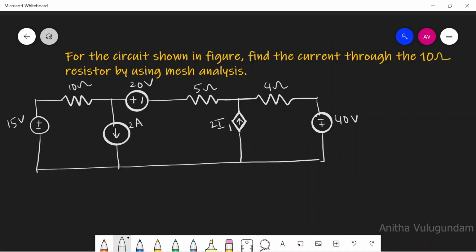Let's discuss one more problem on supermesh analysis. For the circuit shown in the figure, find the current through the 10 ohm resistor by using mesh analysis.